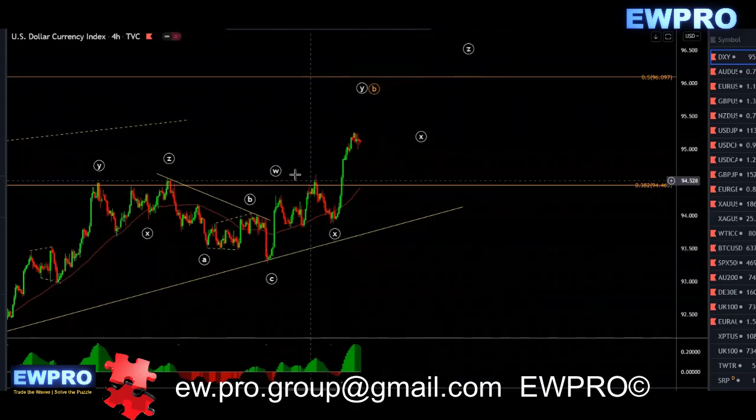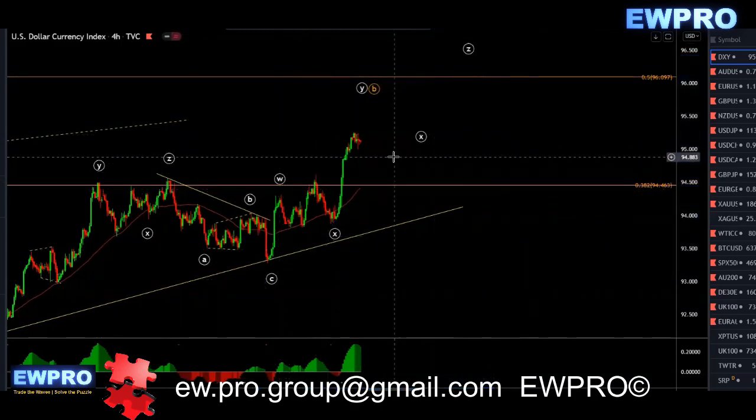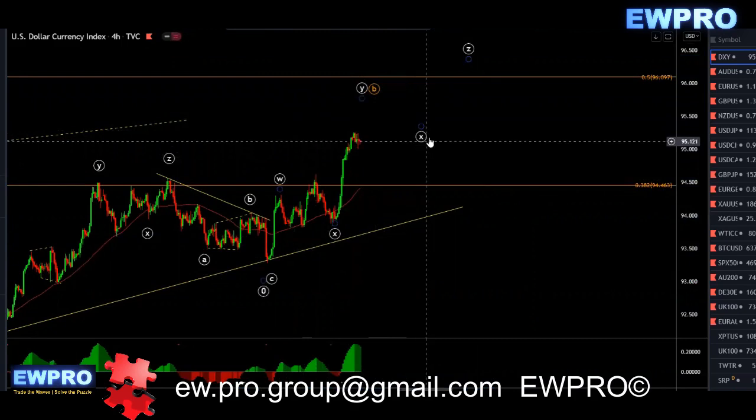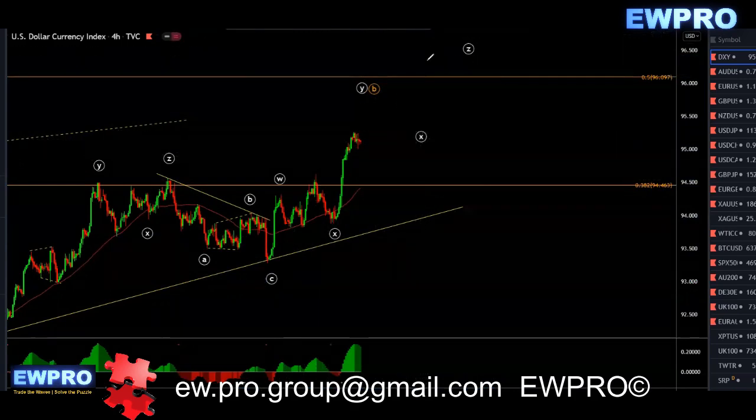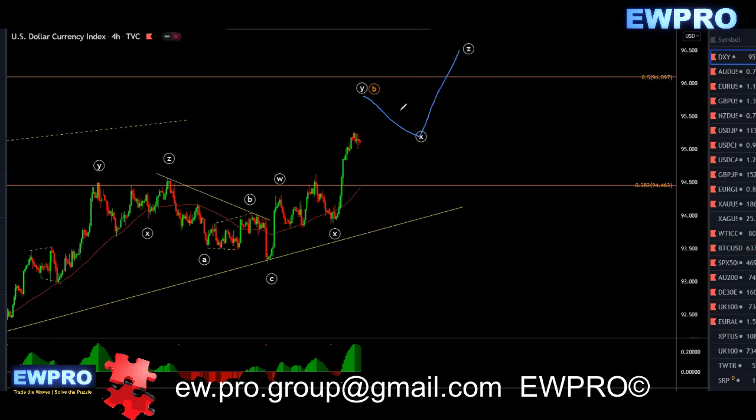So really now, all you can do is wait for this wave Y to be over, and then wait for your wave X2, and then you can look for that Z up. Very risky, but you can look for flags on the lower time frames in here.